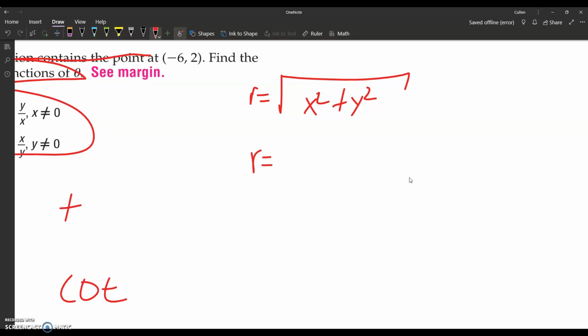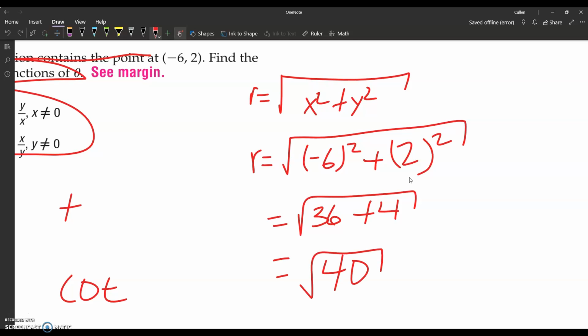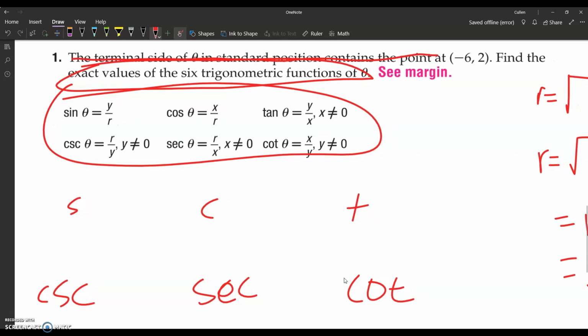which is just going to turn out to be the hypotenuse, but that's the square root of negative 6 squared. When you do this in your calculator, make sure you put parentheses around that negative number. Plus 2 squared. Negative 6 squared is 36. 2 squared is 4. And if you add those two things together, you get 40. And I know we did do a chapter in the past about simplifying square roots. We're just going to leave this as the square root of 40. It's okay if you leave it that way for what we're doing today. So now I'm going to come over here. R that I just found was square root of 40.